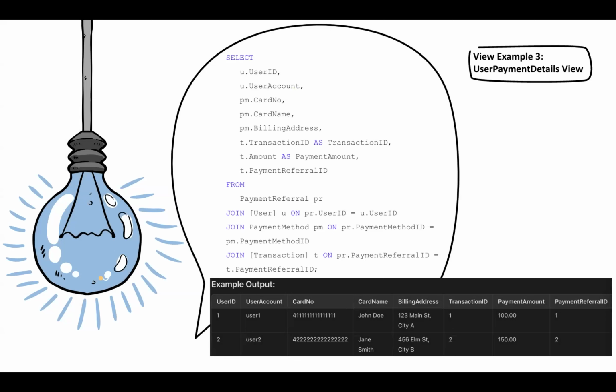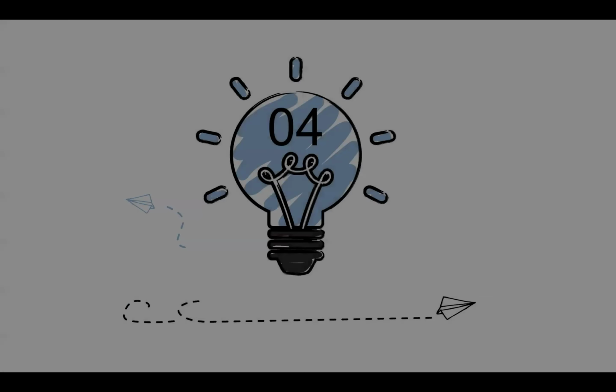It consolidates payment information for users and combines data from the payment referral, payment method, transaction, and user tables. And this view allows administrators to quickly access user payment history, including transaction amounts, billing addresses, and card information. Next.